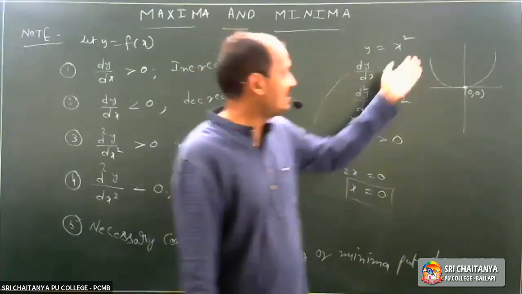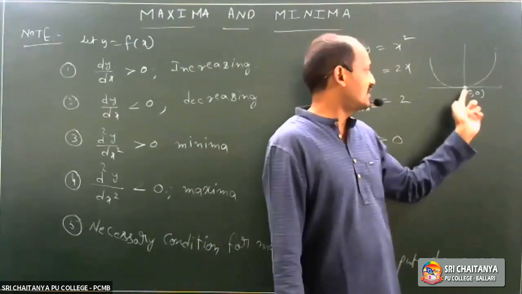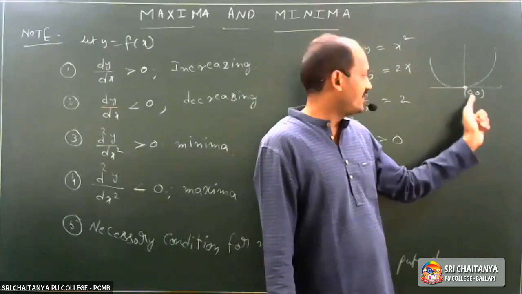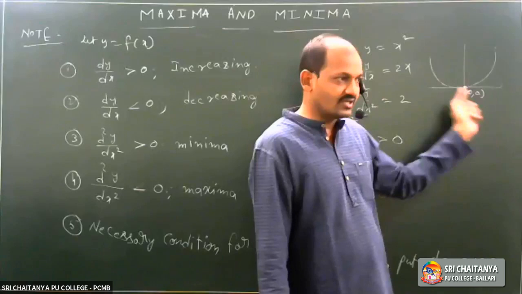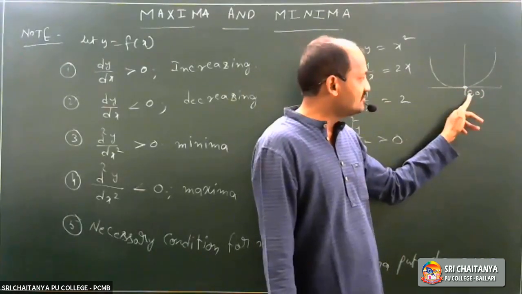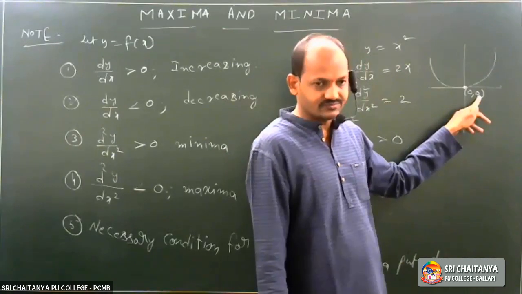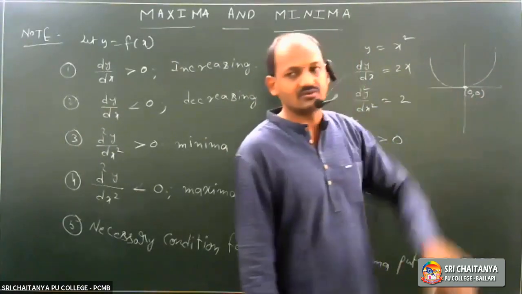Okay? Simply observe the graph. It is the y equal to x square graph. The graph passes through the origin. X equal to 0, we get y value 0. Therefore, clearly the graph has a minimum at x equal to 0, and the minimum value at x equal to 0 is 0.